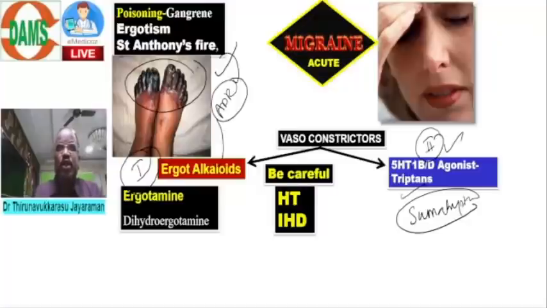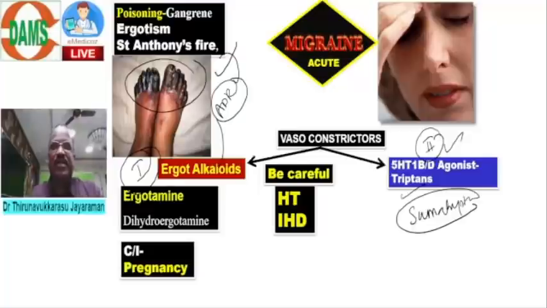And ergot causes uterine contraction and abortion. So ergots are unsafe in pregnancy. All these are old questions. Anyway, remember the point. And in your question, they gave sumatriptan. That is the right choice.